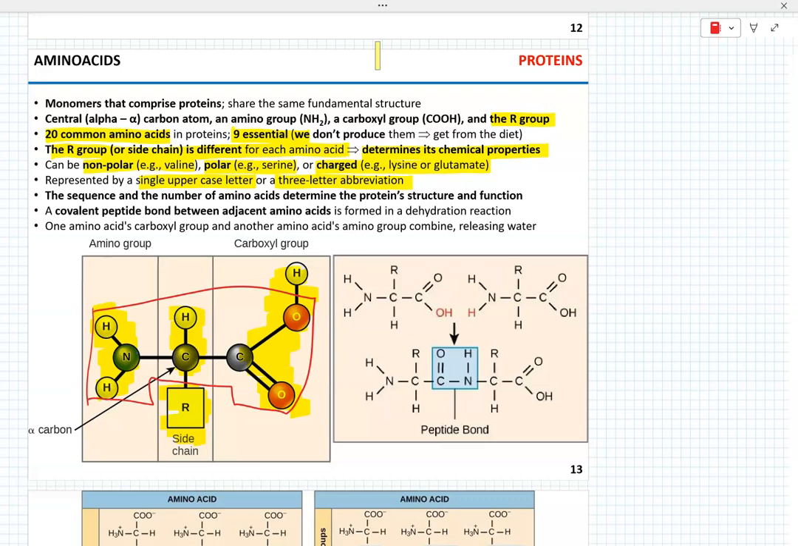When two amino acids react with each other, combining a carboxyl group of one and an amino group of another, they form a peptide bond. This is another example of dehydration synthesis because in this process water is released. This covalent bond between two adjacent amino acids is the same between any two adjacent amino acids. Essentially, the sequence of amino acids and the number of amino acids in a polypeptide determine the structure and the function of the protein.